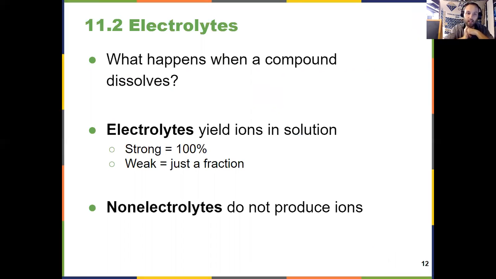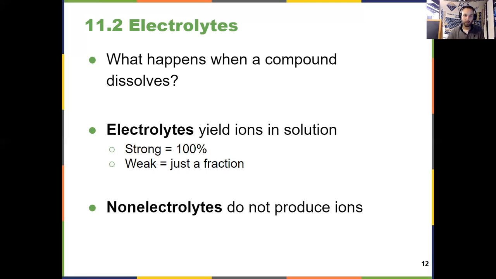And there's two different types of electrolytes. Strong electrolytes break up to give ions 100%, just like a strong acid fully dissociates. Okay. Weak electrolytes just give us a little bit of ions. They do not fully break up in solution, just a fraction. Okay. Non-electrolytes don't produce ions.